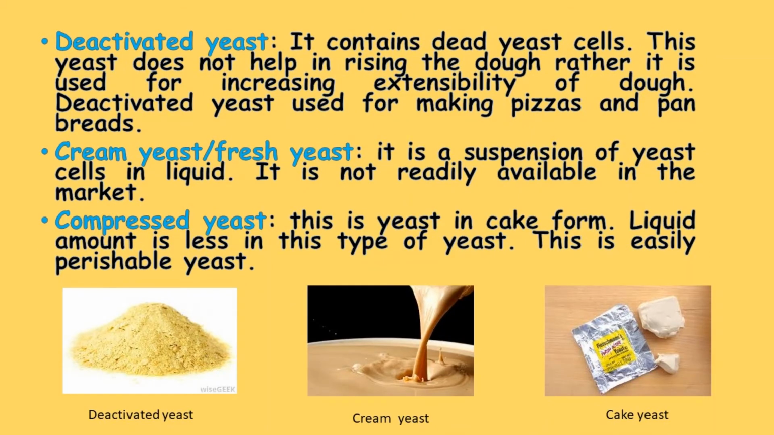Next is deactivated yeast. It contains dead yeast cells. This yeast does not help in rising the dough, rather it is used for increasing extensibility of dough. Deactivated yeast is used for making pizzas and pan breads.